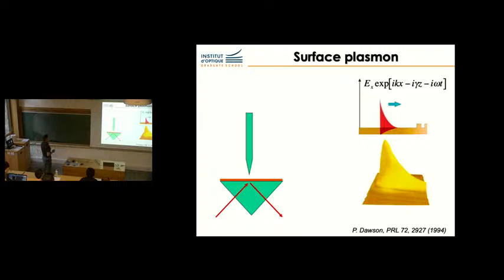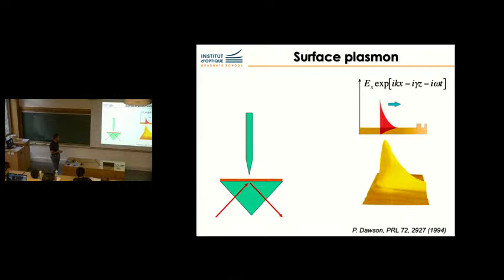Okay, this is the first picture. Little Prince was asking for a picture. This is the first picture of a plasmon. It was taken using near-field optical microscopy 25 years ago. And the scheme is as follows. Here you have a glass prism. This is a layer of gold, typically 20, 30 nanometers of metal.